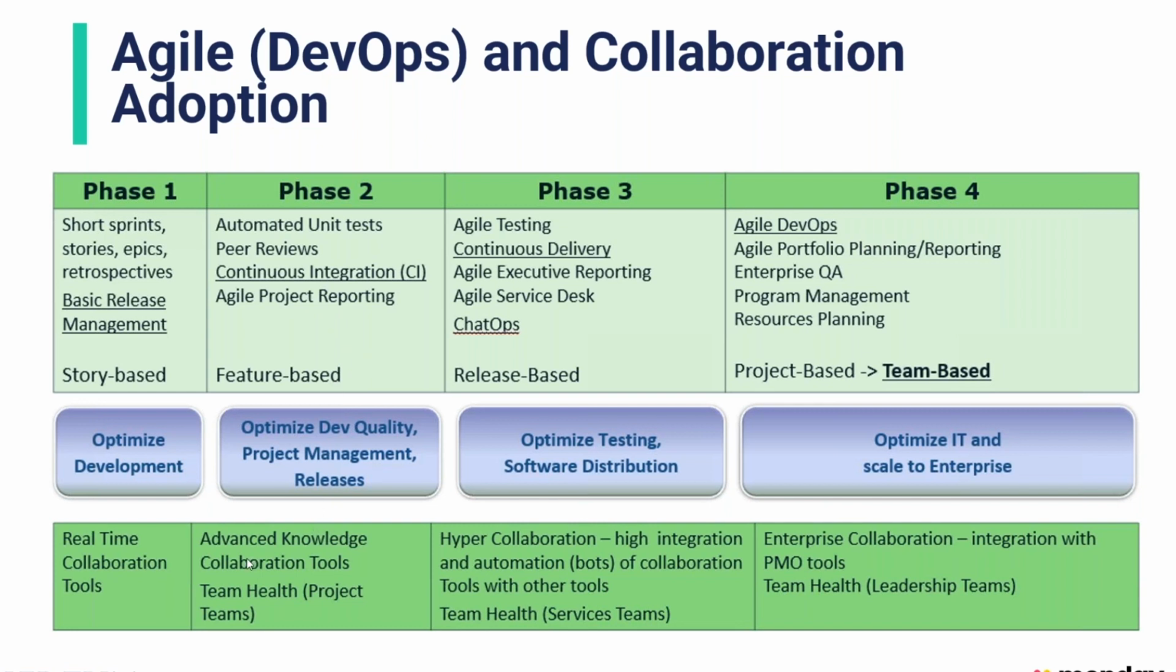Some of the things that start to help with that are more advanced knowledge collaboration tools, understanding where your team is from a health standpoint, what the teams are working on, and better reporting aspects. We then start to move into phase three, which is that agile testing, and we start to move into the CD part of that. We talked a little bit about executive reporting, like understanding how the teams are integrated and what those dependencies are, and are we on track to deliver.